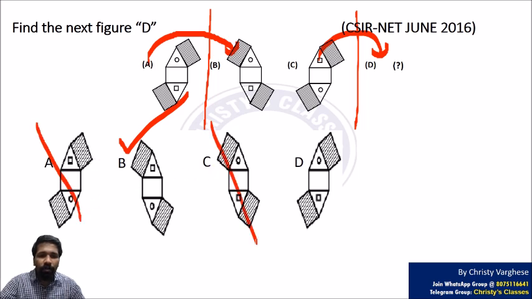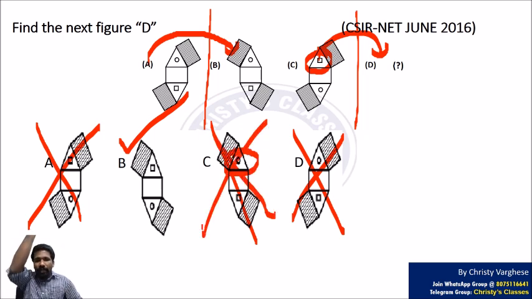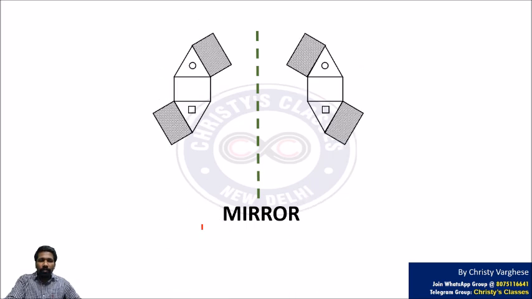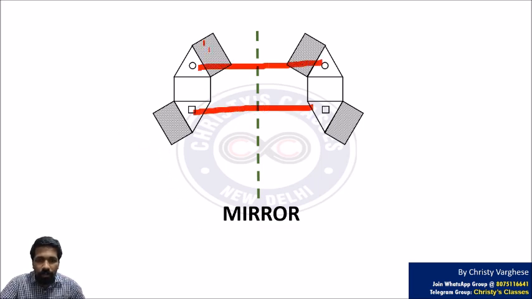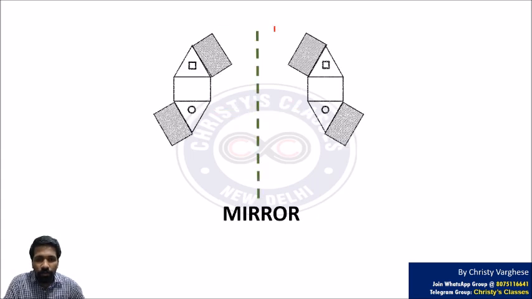A and D cannot be the answer because the direction itself is wrong. C cannot be the answer because there is a square on the top. So, circle cannot be on the top because when you are placing a vertical mirror like this, only horizontal flipping will happen. Vertical flipping won't happen. If you have any confusion, this is the idea. There is a mirror image, first and second figure. Circle, circle, square, square. Only the directions will flip. Then, third and fourth picture also, same idea.